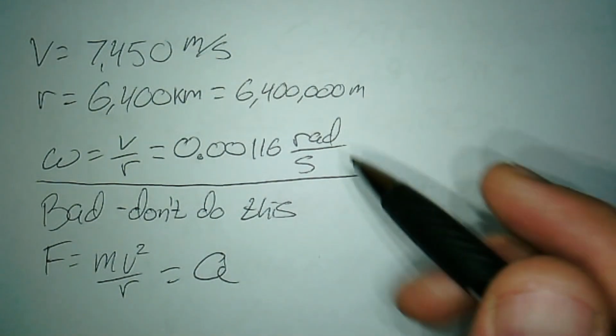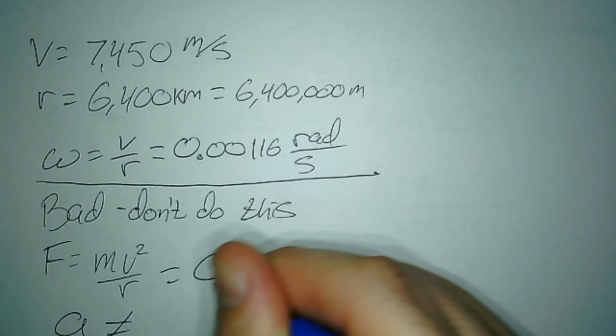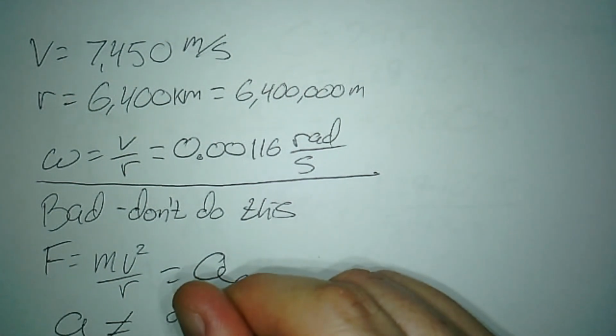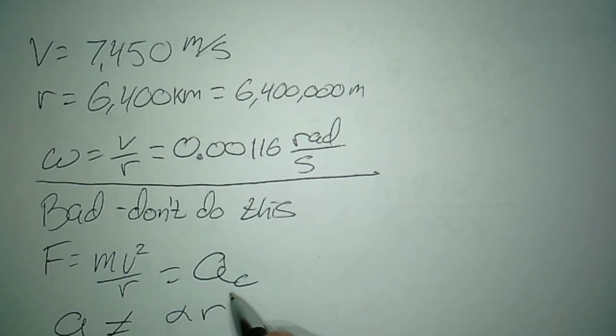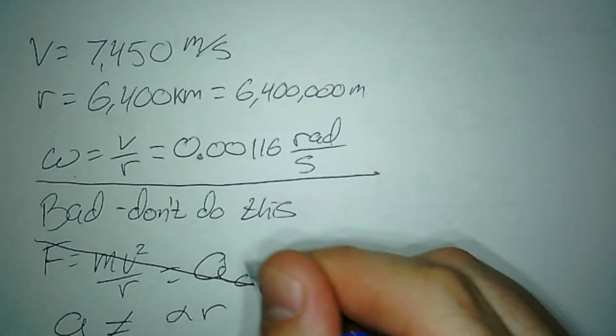It is not getting you your angular acceleration here. Your centripetal acceleration does not equal alpha r, right? Because your angular acceleration is how much your speed is increasing. It is delta omega over delta t, which is equal to alpha. So let's cross this out. We don't want that.